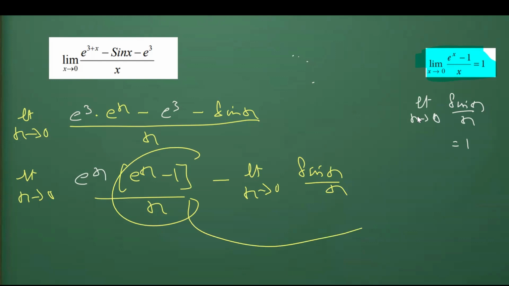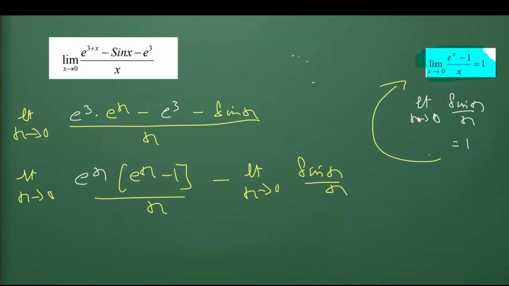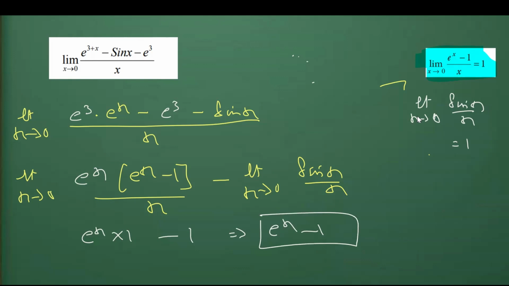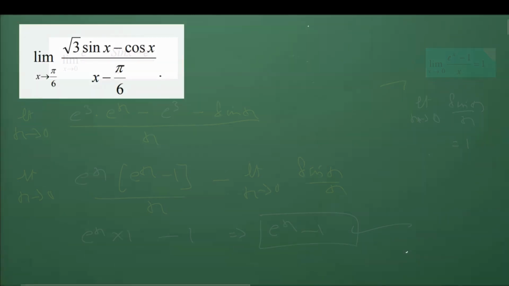Now check from here. This can be written as 1 using this standard limit. So we'll have here e raised to the power 3 into 1, and minus this, again by using the standard formula, will give you 1 again. So we can say that it is e raised to the power 3 into 1 minus 1. So this should be the answer for this question.